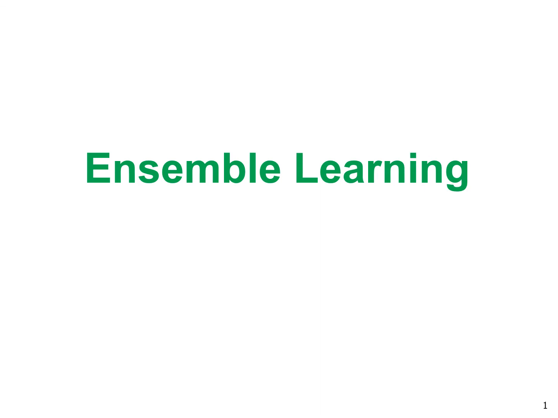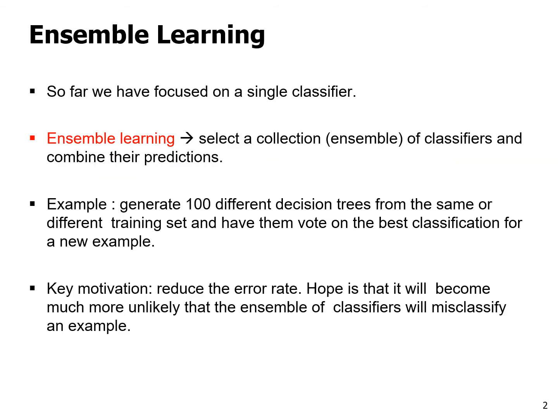This chapter is about ensemble learning. So we have seen a number of machine learning algorithms such as decision tree, neural net, and instance-based learning. But so far we focused on a single algorithm. So in this chapter, instead of a single algorithm, we're gonna study a new method called ensemble learning.